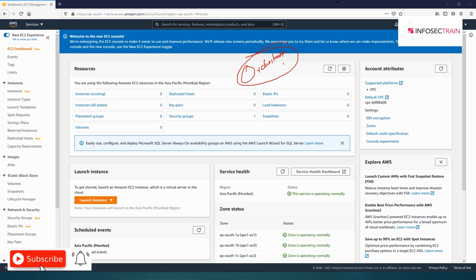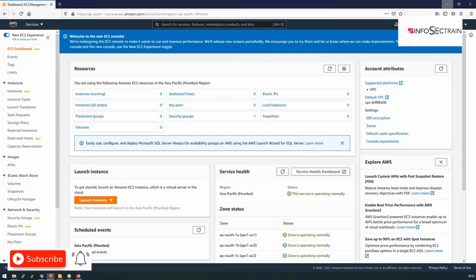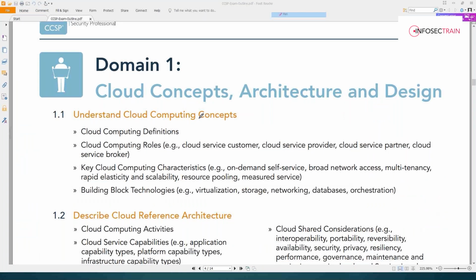Okay, that's it. So now I hope you're able to understand the difference between the words automation and orchestration. We discussed two words now: resource pooling, the pool of resources, and orchestration. These words are very important for you to understand for the CCSP exam. The next one, which is very important for the exam, is about the cloud computing roles.